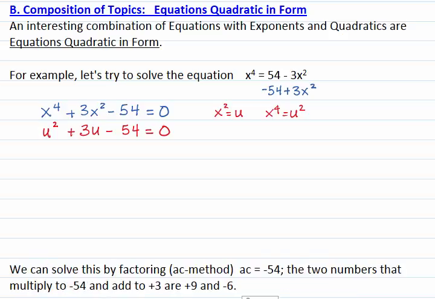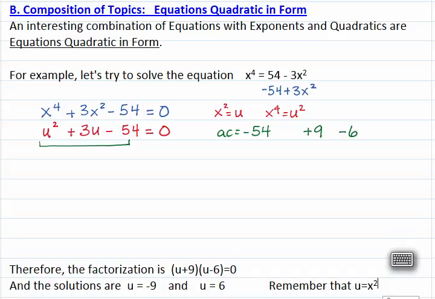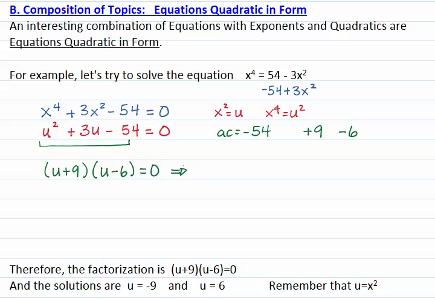We can solve this by factoring using the AC method. A times C is equal to negative 54, and I'm looking for two numbers that multiply to negative 54 and add to positive 3. The numbers are positive 9 and negative 6. So the factorization is going to be u plus 9 times u minus 6 equal to 0. And to solve this, we are going to set each factor equal to 0 and solve for the variable. And the solutions are u equals negative 9 and u equals 6.